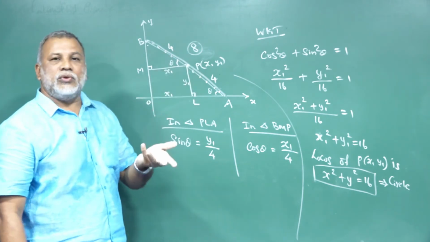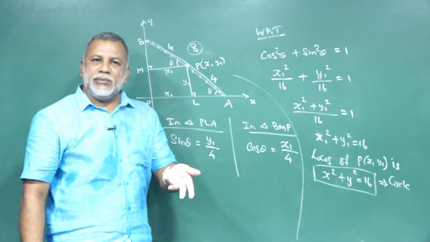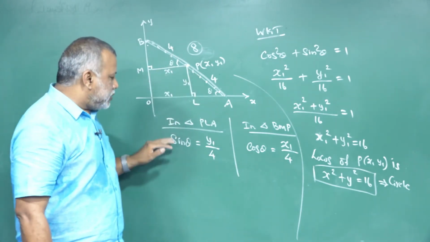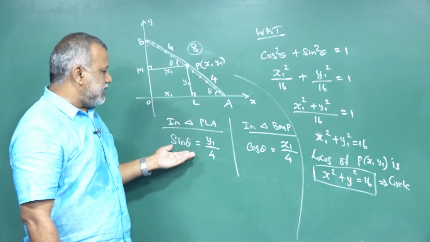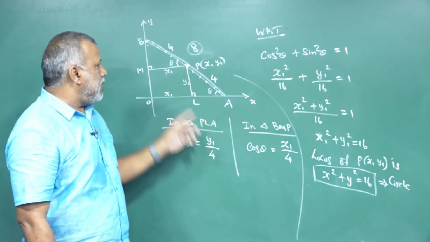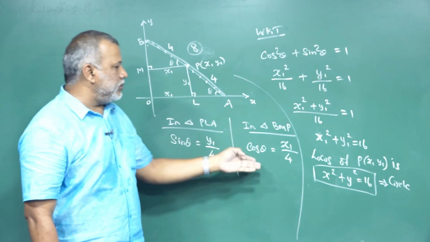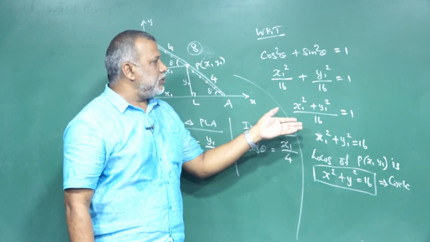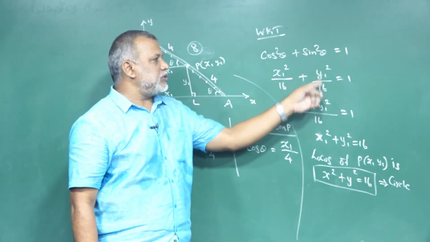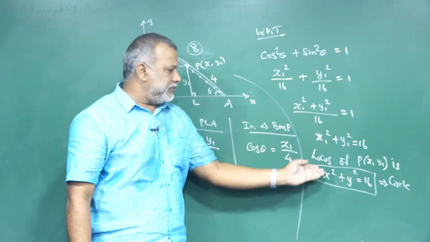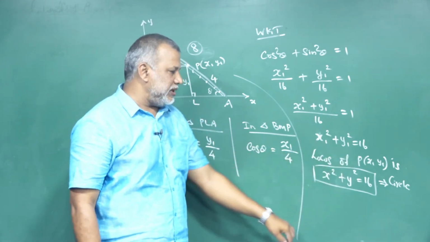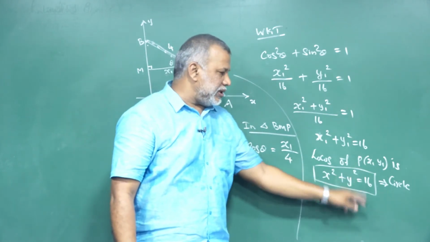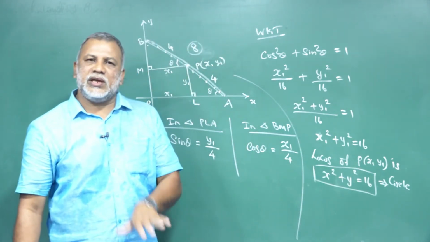Why are we taking 4 here? Because P is the midpoint of the line segment AB. So 4 units here. So use the trigonometry concept. Sin theta equal to y1 divided by 4. Cos theta equal to x1 divided by 4. By the identity cos squared plus sin squared equal to 1, just substitute the data: x1 squared by 16 plus y1 squared by 16 equal to 1. Take the LCM, then we can say x1 squared plus y1 squared equal to 16. Now we are getting the locus of P of x1 comma y1 is x squared plus y squared equal to 16. It represents the equation of the circle.